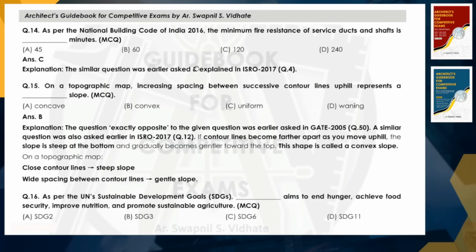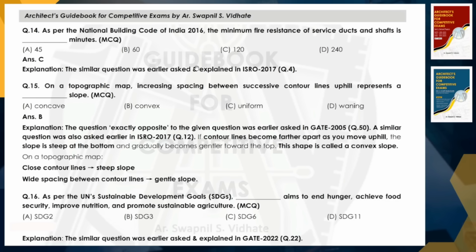Question 16. As per UN's Sustainable Development Goals, SDGs, dash aims to end hunger, achieve food security, improve nutrition, and promote sustainable agriculture. So options are SDG 2, SDG 3, SDG 6, and SDG 11. Here the similar question was recently asked in GATE 2022 at question 22. I have explained all these goals and the targets they want to achieve in that particular goal.